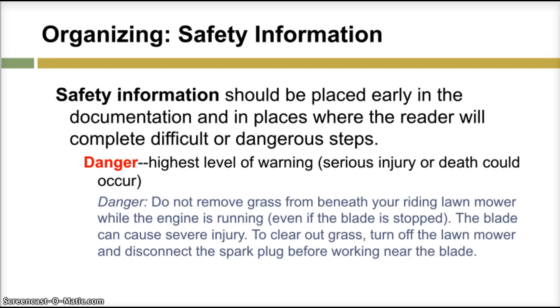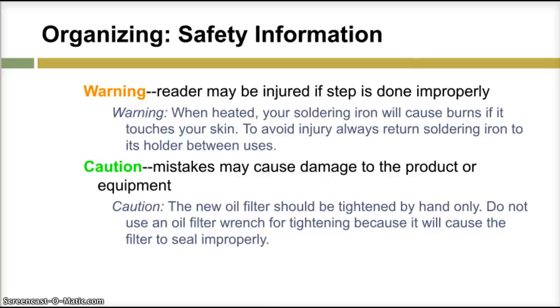Safety information should be placed early in the documentation and in places where the reader will complete difficult or dangerous steps. And there are 4 levels of safety information. There's danger, which is the highest level of warning. Serious injury or death could occur, and you can see the example there. There is warning level. Here the reader may be injured if a step is done improperly. Again, you can see an example showing that. Caution level. These are mistakes which may cause damage to the product or the equipment.